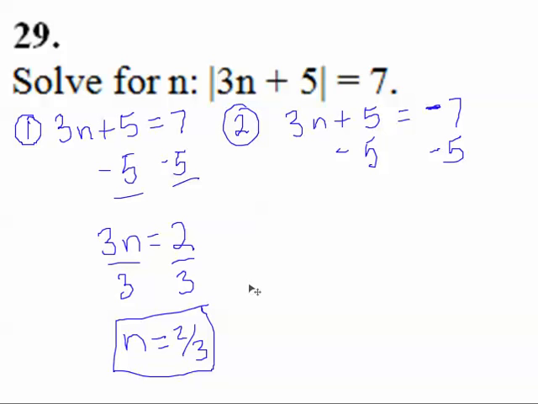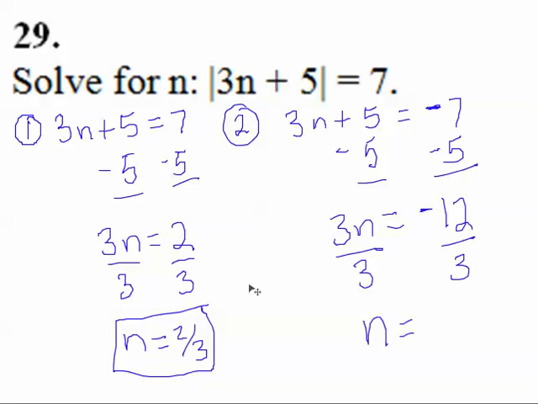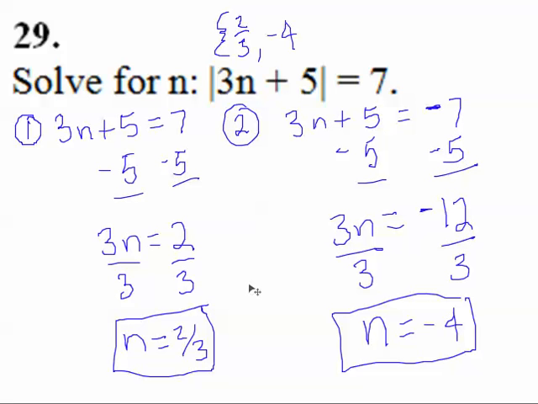Subtract 5 from both sides again. 3n equals negative 12. Divide both sides by 3. And I see that n is equal to negative 4. So I do have two answers. I'm pretty sure that most of your answer sets are going to write that like this. 2/3, comma, negative 4, inside of brackets to show that that is the solution.